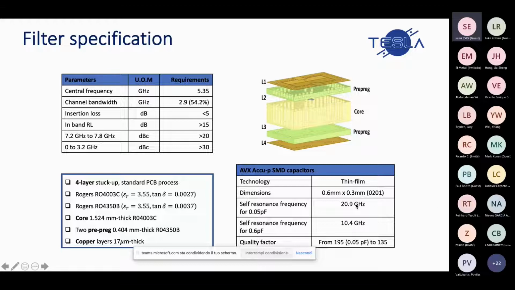As we can see, the self resonance frequency decreases when we increase the capacitance. So, for example, at 2.4 gigahertz, the value of 0.6 picofarad was measured. So when we increase the value of the capacitors, the self resonance will decrease, and also the quality factor decreases. So we are limiting the total quality factor of the device.